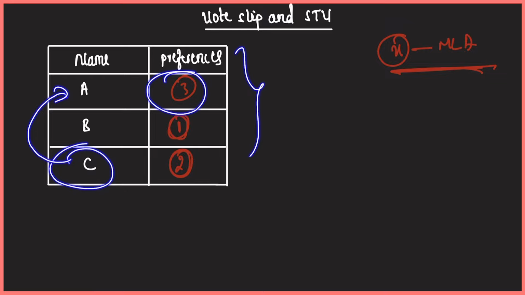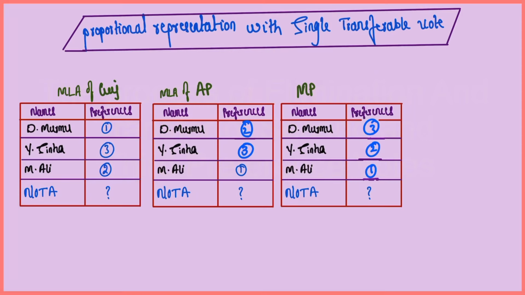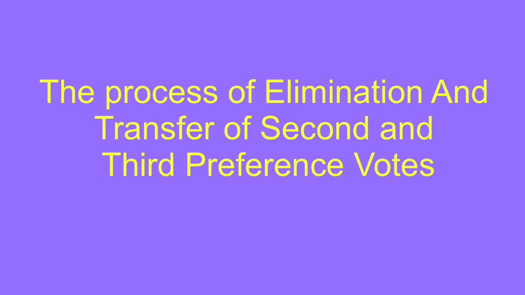Now, how this transfer of vote happens and how this single transferable vote system works, let us understand in the next part of the video. Now let us understand with the help of an example how this single transferable vote system is set in motion and how finally the President of India is elected.